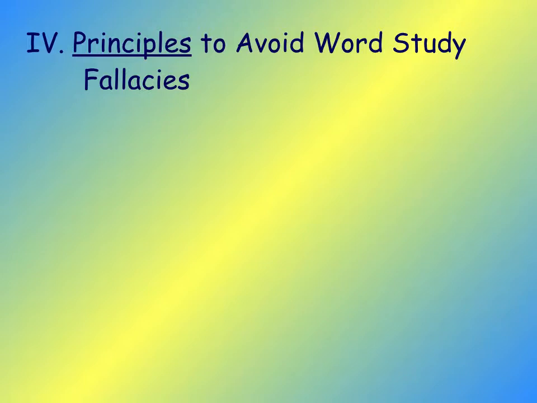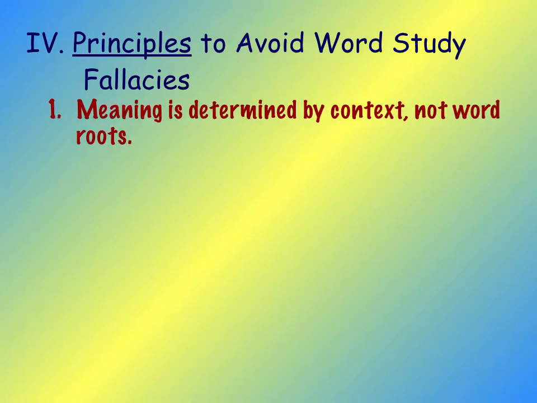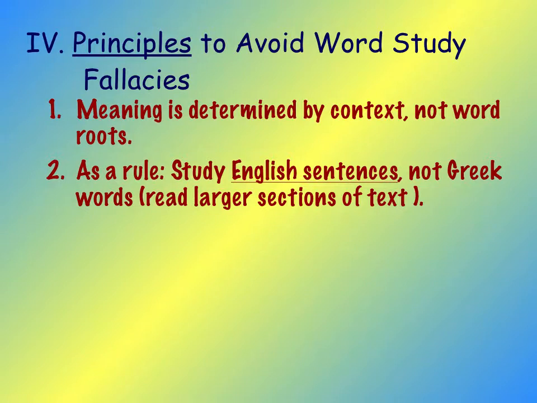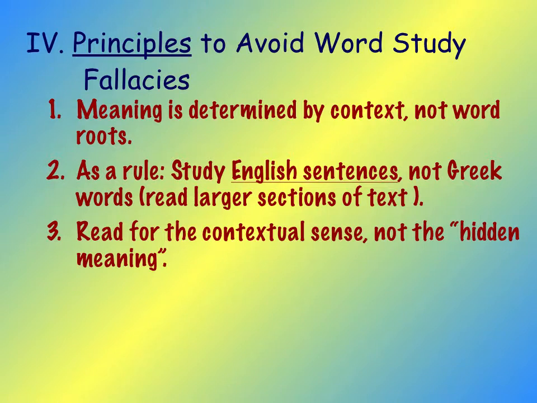Finally, principles to avoid word study fallacies. Here's our conclusion. Meaning is determined by the context, by the contemporary semantic range and the context, not by word roots or etymology. As a general rule, study English sentences, not Greek words. In other words, words have meaning in context, so read the larger context. Don't try to unpack the word like you'd unpack a suitcase. Third, read for the contextual meaning, not some hidden Greek meaning.